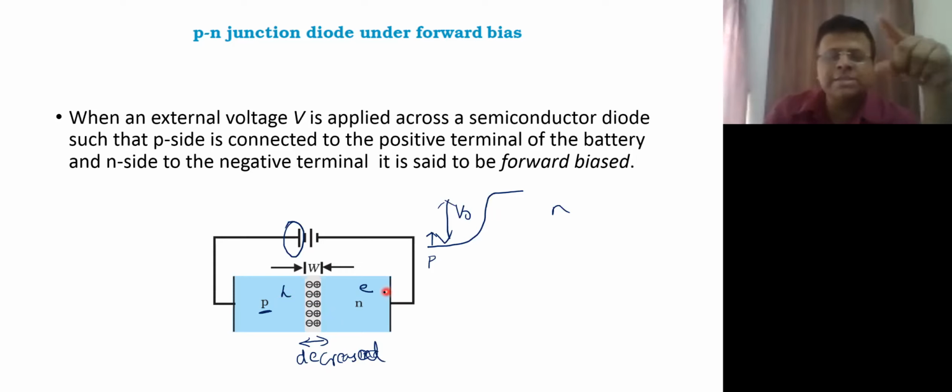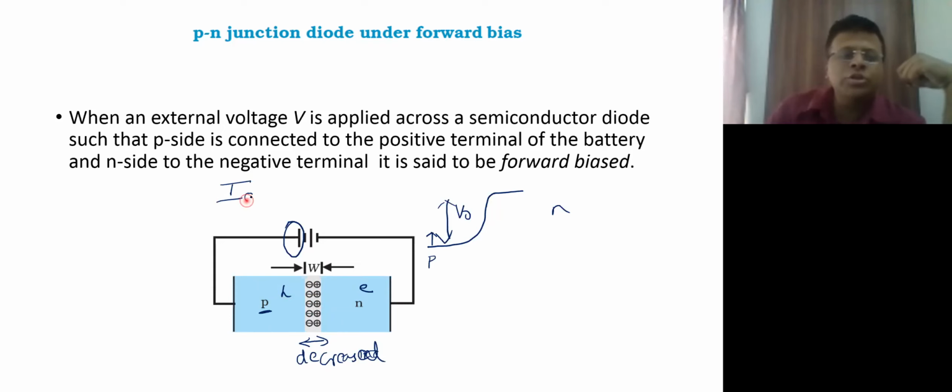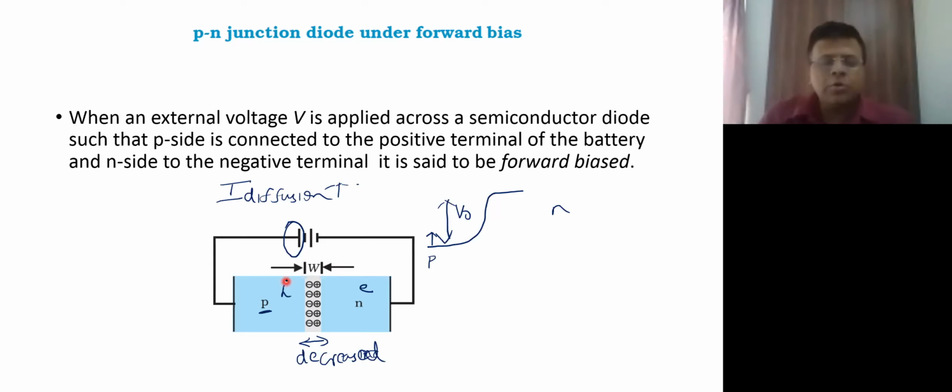And this decrease is going to help all the holes and all the electrons on these sides to overcome this potential barrier very easily, because now they will not require so much kinetic energy. The electric field has decreased, so they can easily cross over, and that is why now your diffusion current will increase. What about the drift current? How is the drift current going to get affected because of this type of forward biasing?